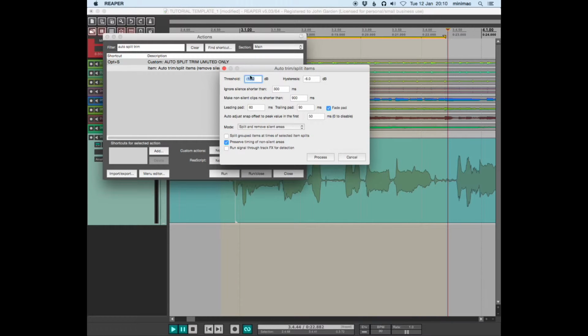If you run it, it's got some settings, so you can think of it a little bit like a compressor or a gate, in that there's a threshold, there's a hysteresis, or a knee possibly is a way of thinking about that. It's got attack and release, and this is ignore silence shorter than. So this is a way of telling it not to worry about really short blips of audio, and make non-silent clips, so basically audio no shorter than 900 milliseconds, which means don't give me any audio that's a tiny blip.